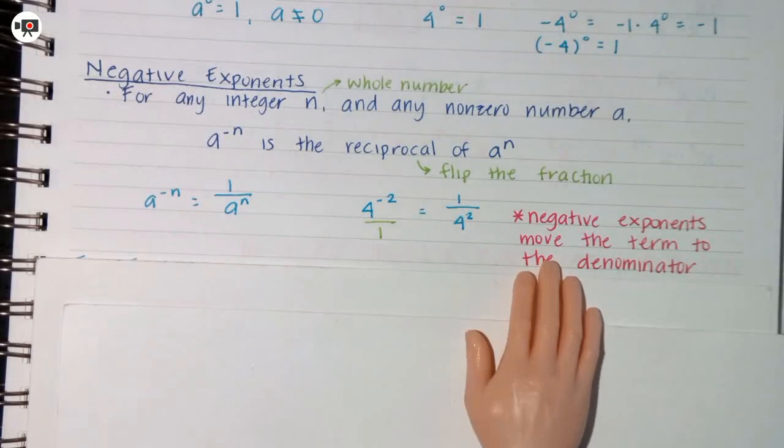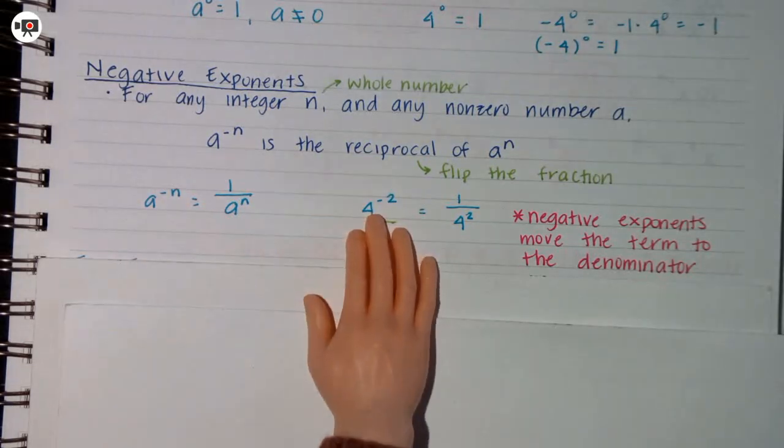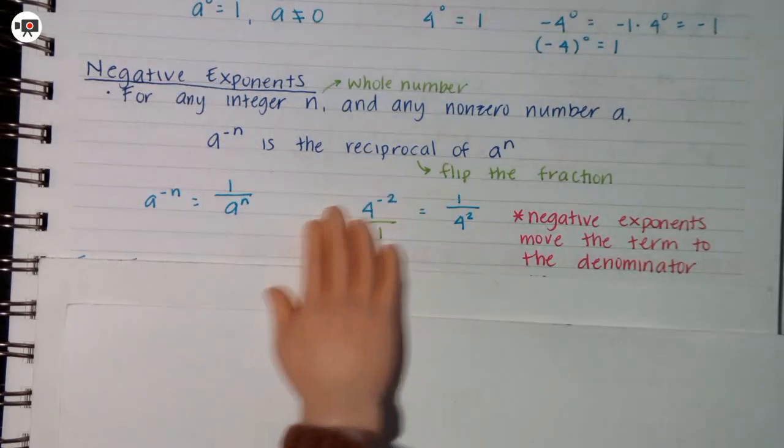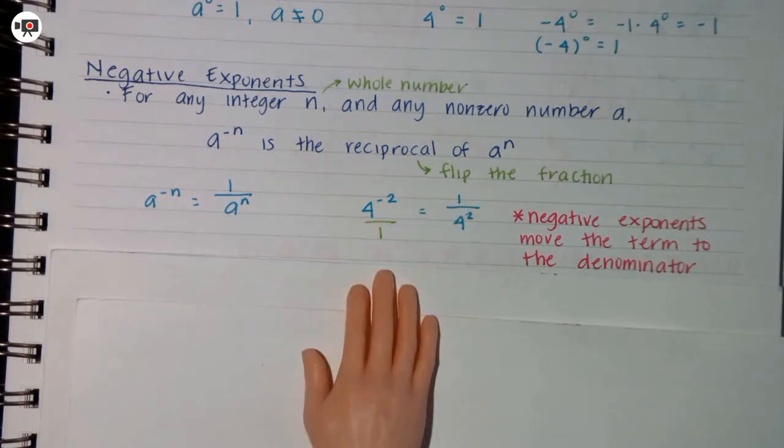Negative exponents move the term to the denominator. So just this part with the negative exponent on it would move. If I had something else here, it would stay in the numerator. We'll see more like that later.